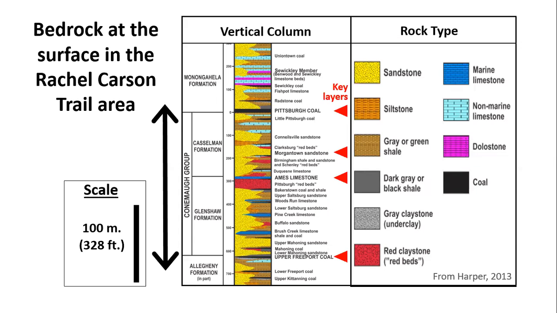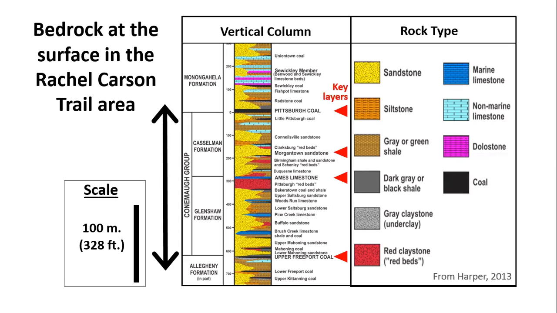Here's a schematic vertical section of the rocks. You can see the scale in the lower left. The double-headed arrow indicates the rocks that are exposed around the trail area, and the rock types are shown too, with yellows being sandstones. Shales are shown as brown or gray or red. Marine limestones are medium blue, non-marine limestones, lacustrine limestones, are in light blue, and coals are in black.